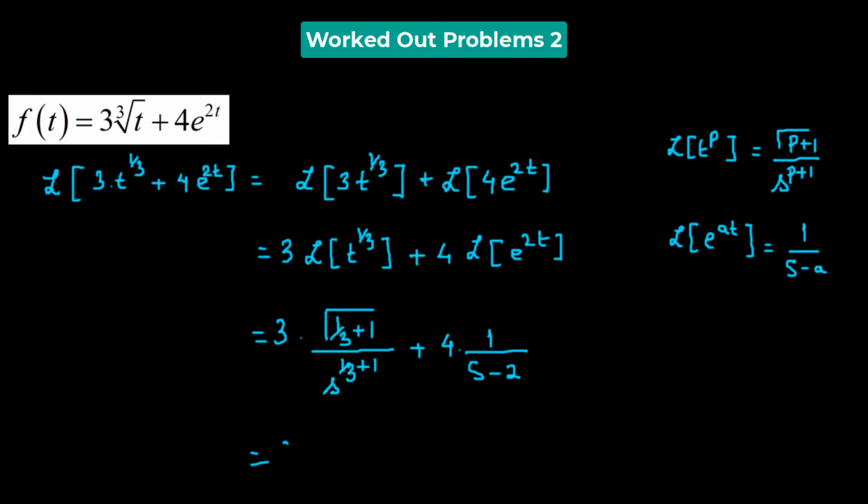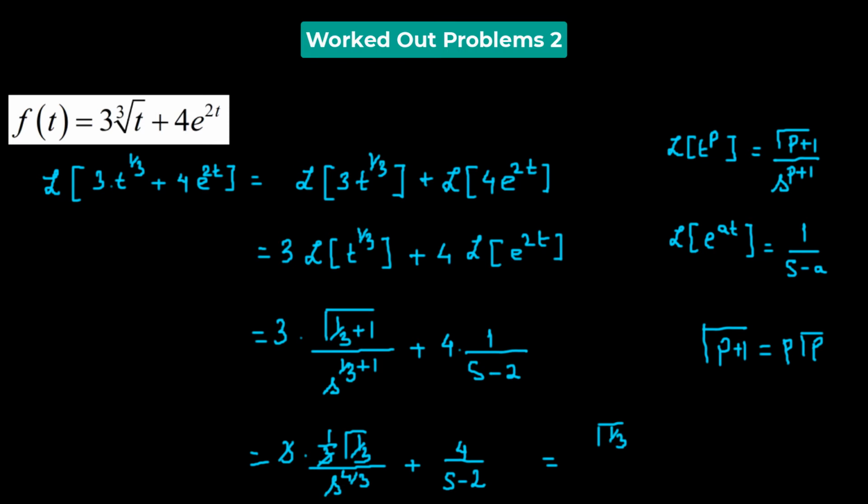So that will be equal to 3 times, so we know that gamma of p plus 1 is equal to p times gamma of p. So we have 3 multiplied by 1/3 of gamma of 1/3 divided by s raised to the power of 1/3 plus 1, which is 4/3, plus 4 divided by s minus 2. So the 3 and 3 get cancelled, and that leaves us with gamma of 1/3 divided by s raised to the power of 4/3, plus 4 divided by s minus 2, and of course s must be greater than 2.